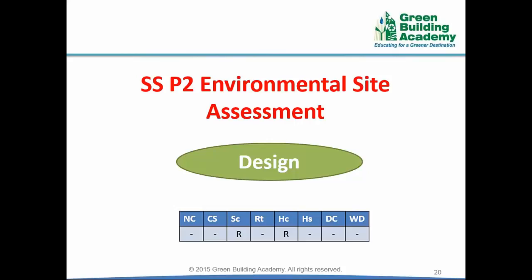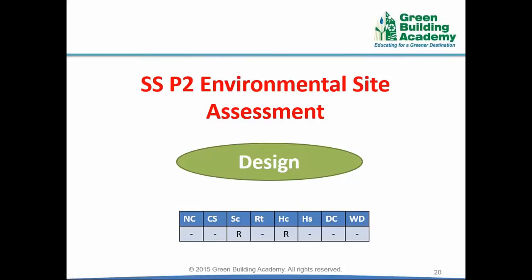So prerequisite number 2, environmental site assessment. It's a design prerequisite and it's applicable only for schools and healthcare projects. So if you're working on a project which is a school or healthcare occupancy, this prerequisite is also to be complied with in addition to prerequisite number 1. So what is environmental site assessment?